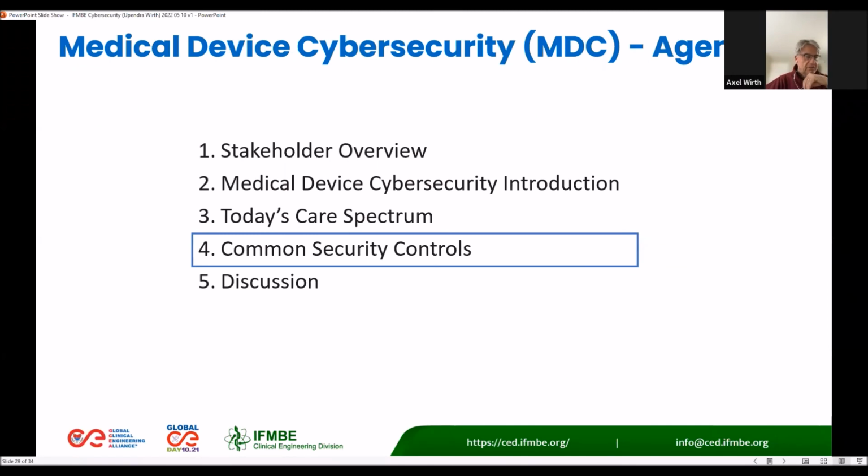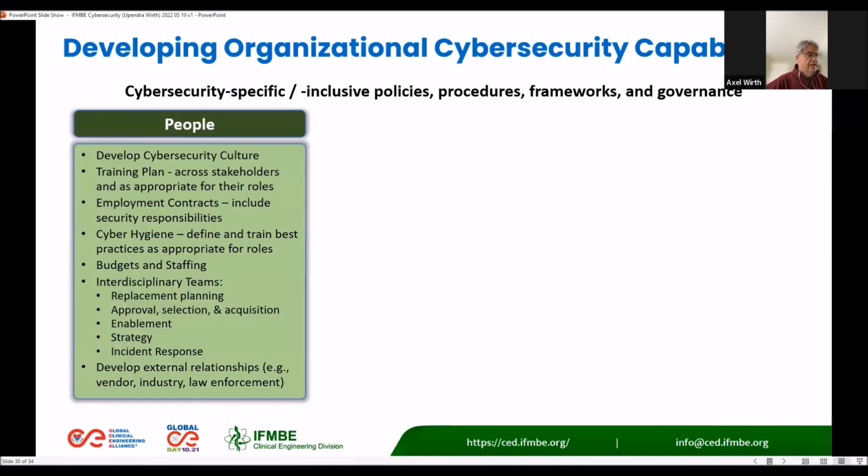So switching back now a little bit to technical stuff, common security controls. How do we actually address the challenges we're facing? And it's always across three pillars. The first being people. Develop cybersecurity culture, train, put it in your contracts, practice cyber hygiene, have appropriate budgets and staffing, and have interdisciplinary teams in place that can perform not only your clinical tasks, but also can augment with security knowledge. And then lastly, develop external relationships with vendors across the industry, with law enforcement, government, and so forth.